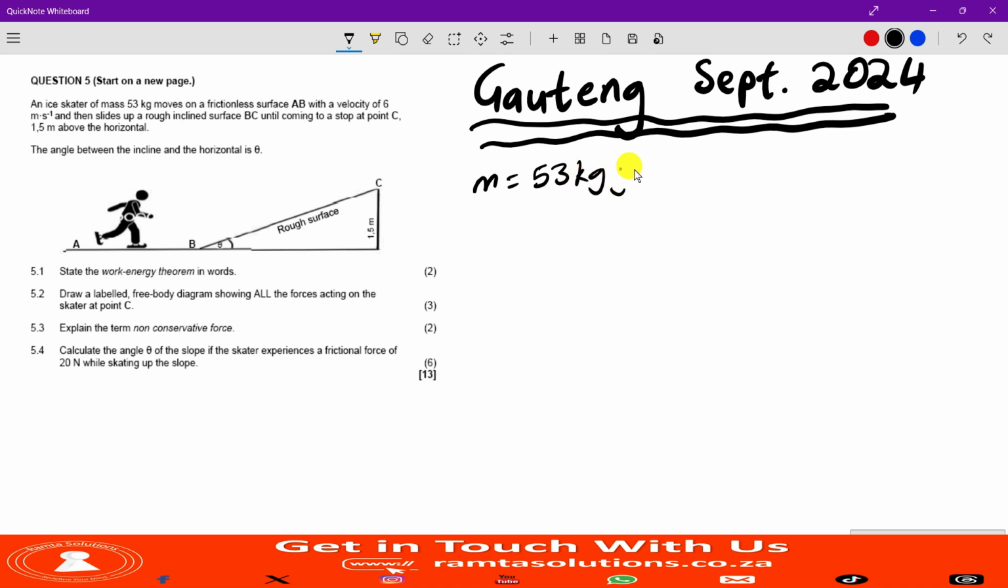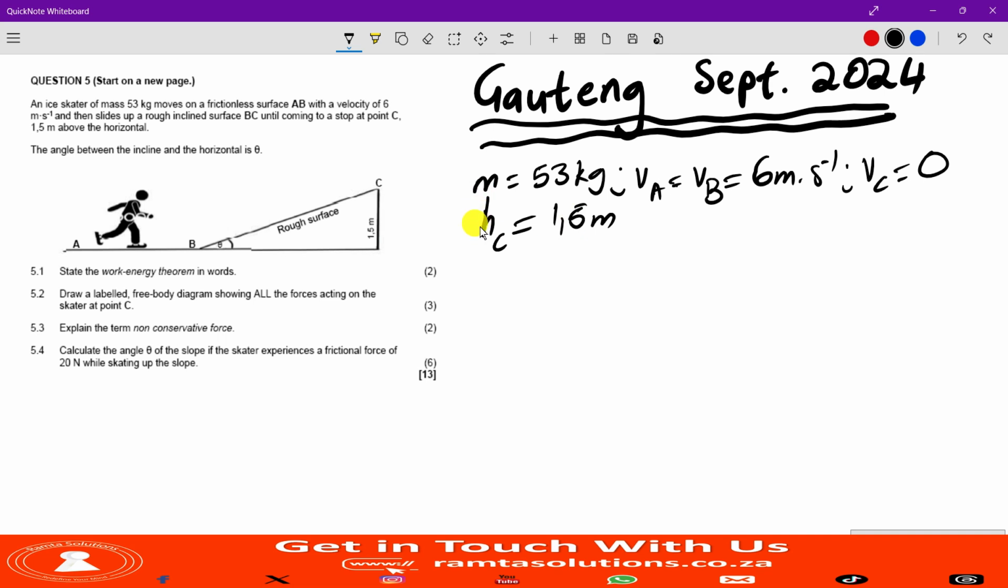So V at A will be equal to V at B, which is equal to 6 meters per second, and then the speed at C is 0 meters per second. The skater comes to a stop at point C, 1.5 meters above the horizontal. So the height at C is 1.5 meters. The angle between the incline and the horizontal is theta.